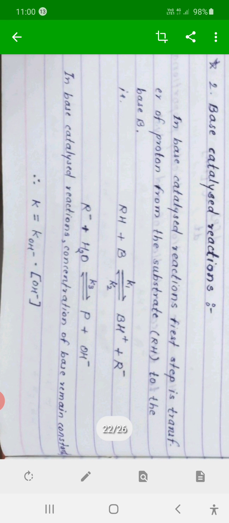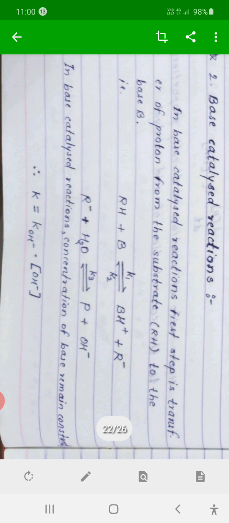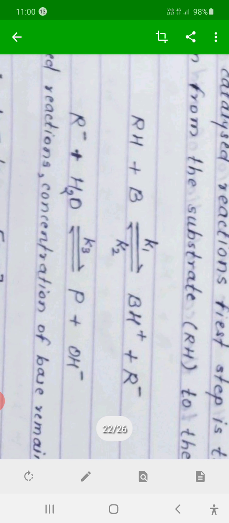Next are base catalyzed reactions, which are the same here. Consider the same as the acid catalyzed reaction. Consider the equilibrium reaction of base B and reactant RH. RH plus B reversible with BH plus R minus, forward K1, backward K2 rate constants. Then in the second step, for rate of product formation, R minus, which is the base here, reacts with water and gives product P plus OH minus.